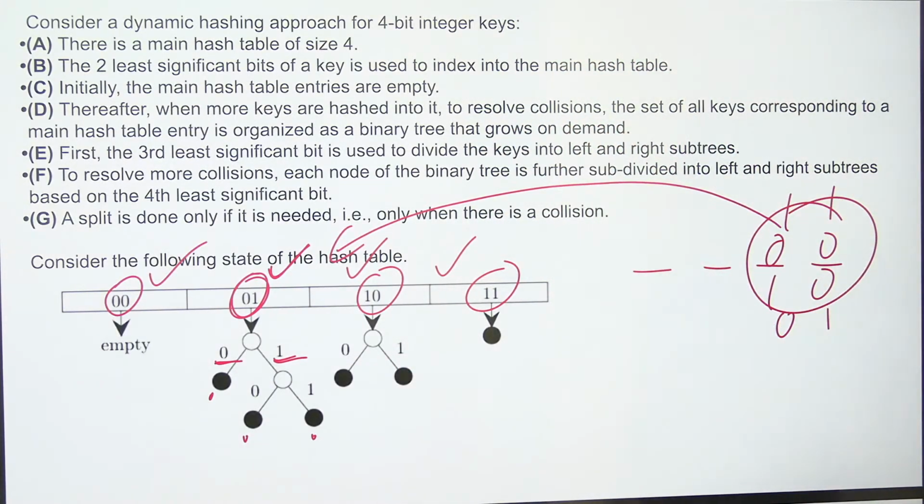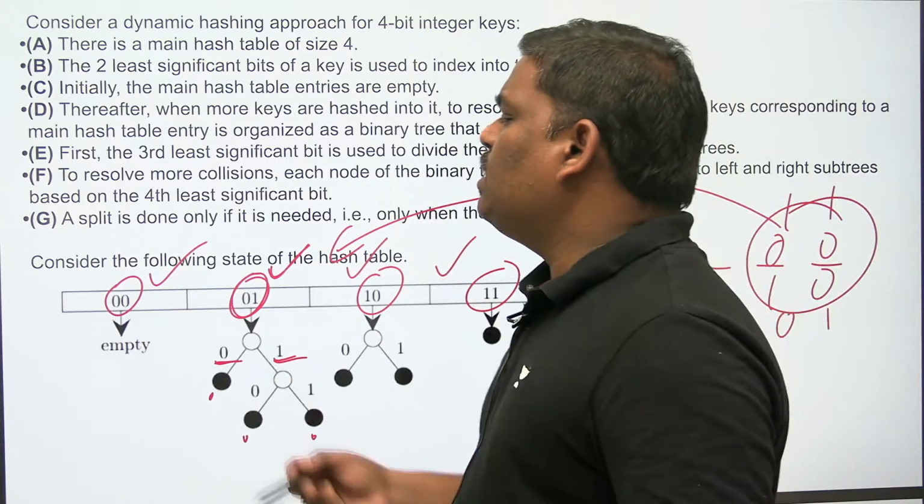Right? Now what is the fifth one saying? To resolve more collisions, they will follow further. A split is done only if it is needed, that is, only when there is a collision. If there is a collision, then only split. Otherwise there is no split.